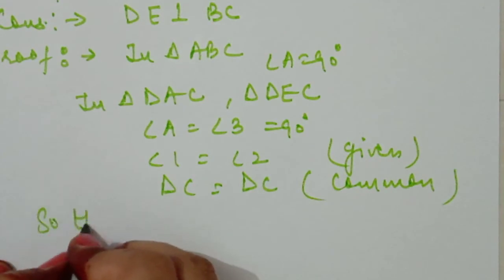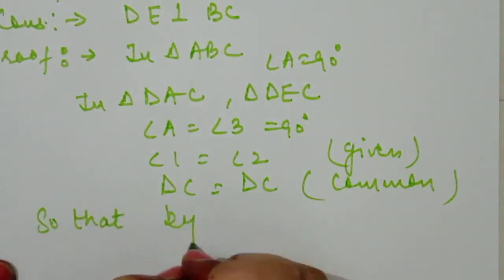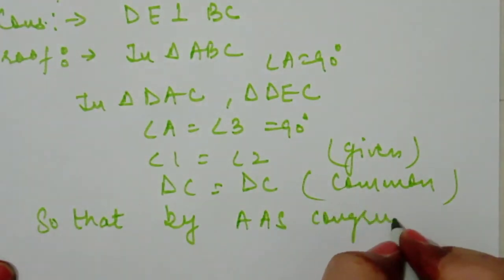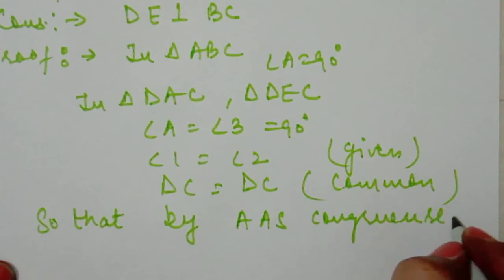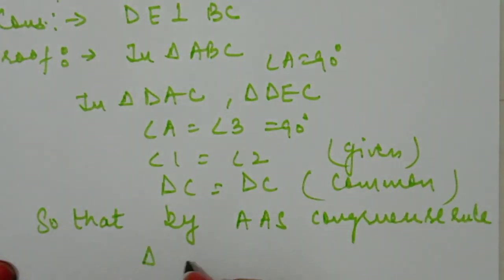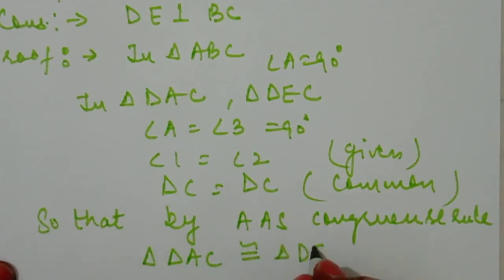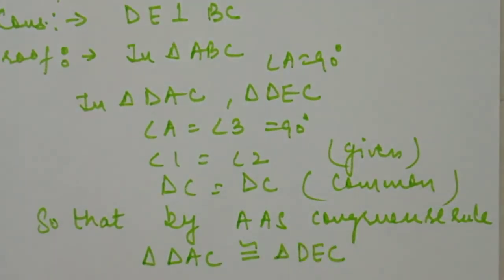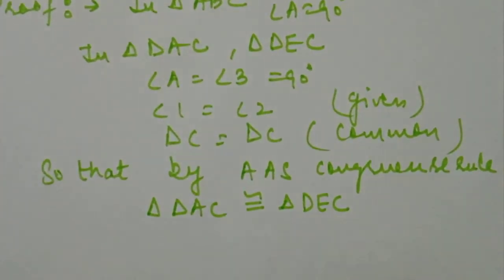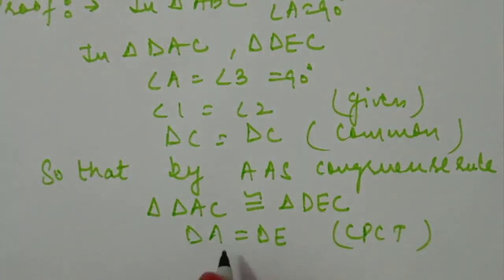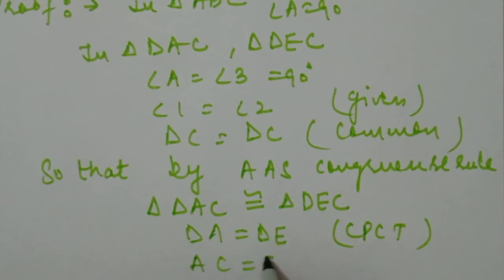So that by AAS congruence rule, triangle DAC is congruent to triangle DEC. So DA is equal to DE by CPCT, and AC is equal to EC also by CPCT.